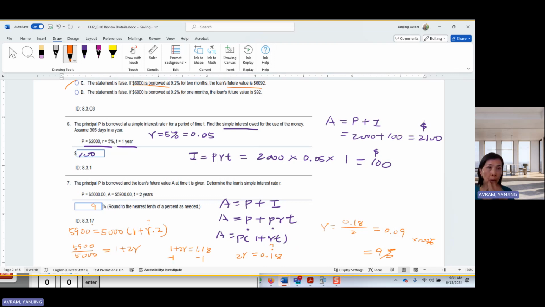Okay, so round to the nearest tenth, so we're gonna have 9.0. Nearest tenth means 1 decimal point. We want to keep 1 decimal point, but in here we have an integer, so we just write 9.0. So that is how you find the interest rate for these 2 years. Simple interest, okay? You plug A in, plug P in, plug T in, and you just want to find the R.